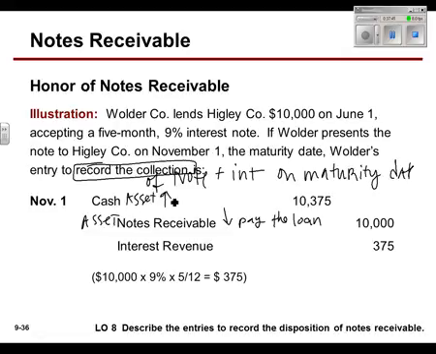Just for fun, I don't know if this is considered fun to you, but let's do the original entry. Because this is like the after story. Like this is when they come pay their bill. What would the original entry look like? Look back. I don't have anything on here, so you talk me through it. Okay. What was the original entry when Higley came to Walder and said, we want to borrow 10 grand?